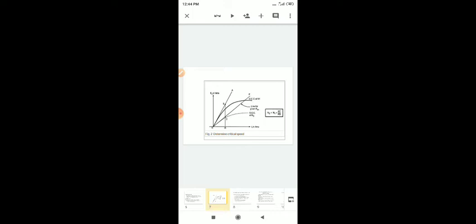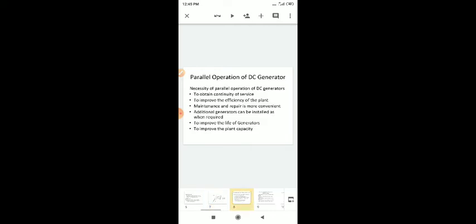Next, moving forward, the next topic is parallel operation of DC generator. So what is the necessity of parallel operation of DC generator? Why is it required? A single generator is already there. Instead of using that single generator, why do we connect generators in parallel at a time to operate for service continuity?